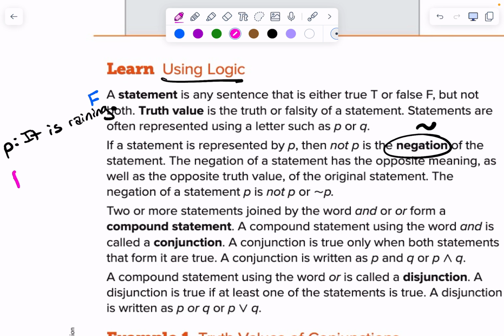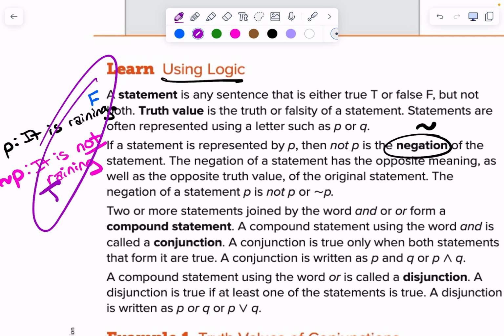Now, the negation of P is squiggle P or not P, and that would read: it is not raining. You just put a not in there. Now, squiggle P is true or false? True. These two will be opposites of each other, right? If P is true, not P is false. If P is false, not P is true. Because you're putting not in front of it.